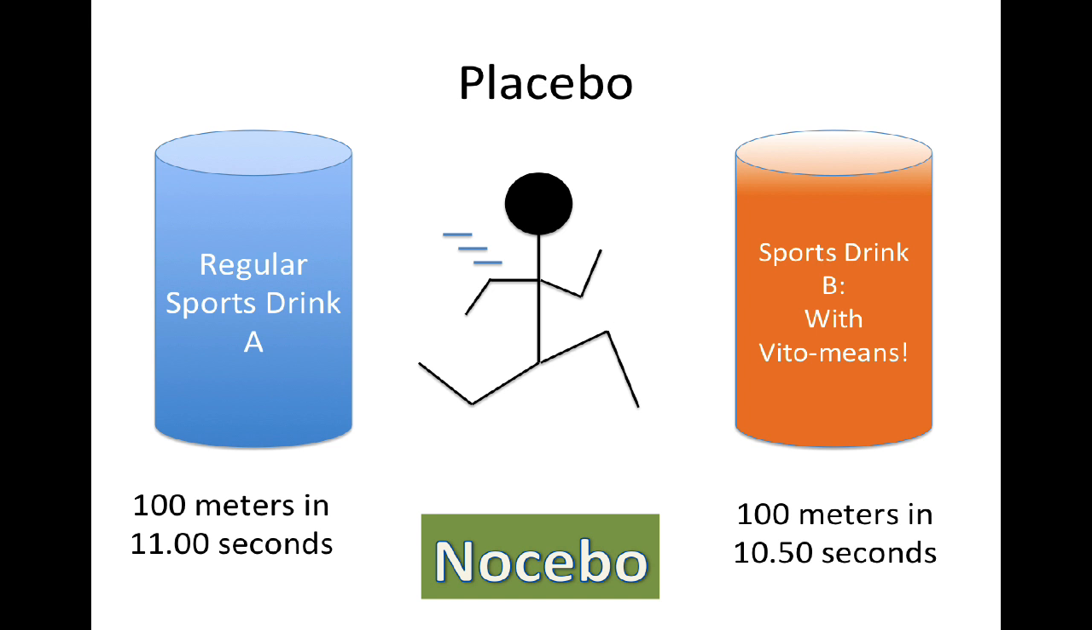So you might have a sports drink, for example, and one sports drink is just a regular drink with A, and the other group is a sports drink with B on it. And then you might have them run a 100 meter race and you'd measure the outcome, and the people that got the regular sports drink A might get 11 seconds, and the people that got the different sports drink with the vitamins might be faster.